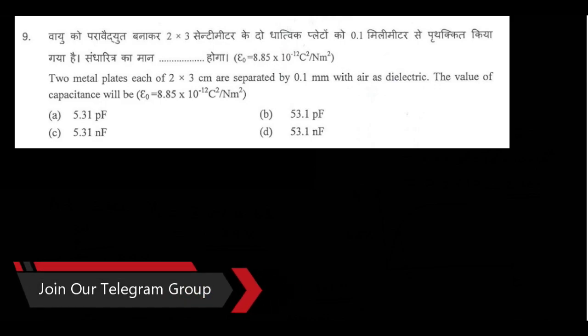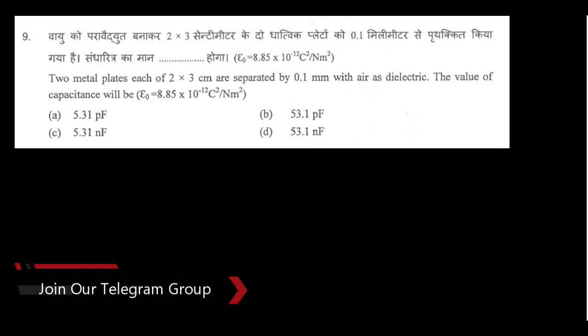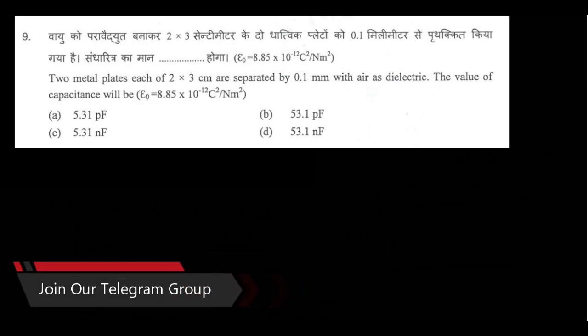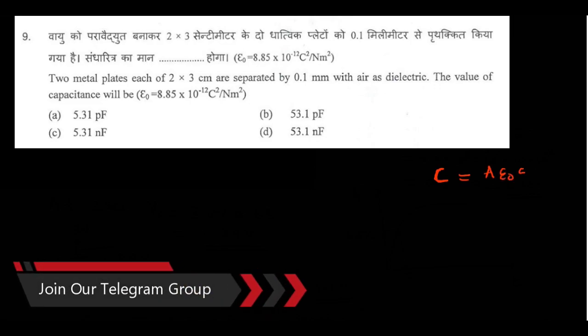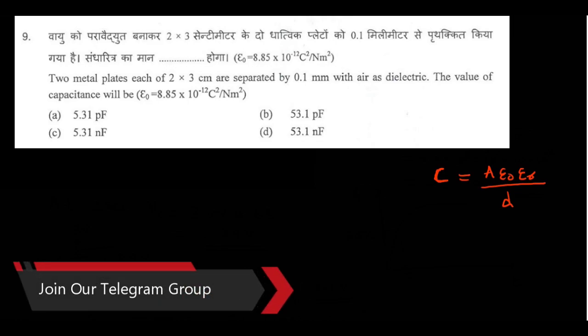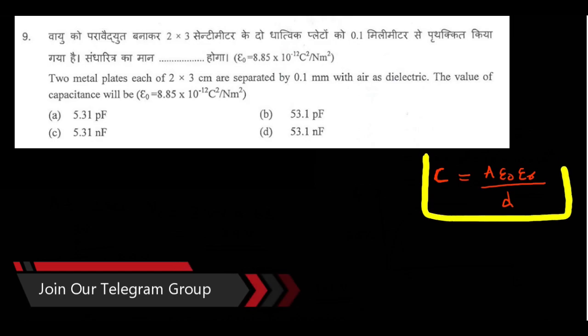What is the fundamental equation to find the capacitance of a capacitor if the area of the plates and the distance between them is known? It is C, capacitance, equal to A epsilon naught epsilon R, where epsilon R is the relative permittivity, not permeability, that is in the case of magnetism, upon D. So this equation you should know. This is the fundamental equation to find the capacitance.